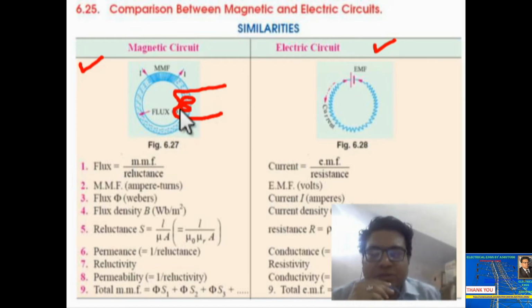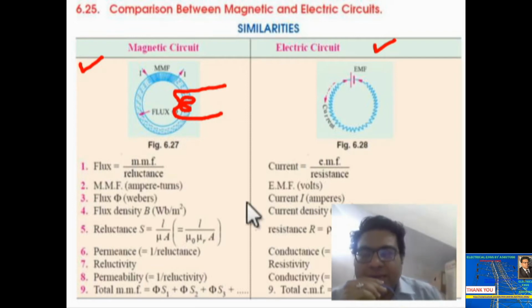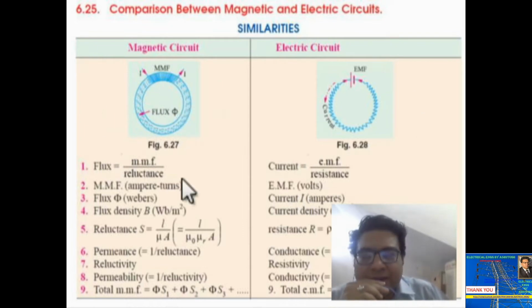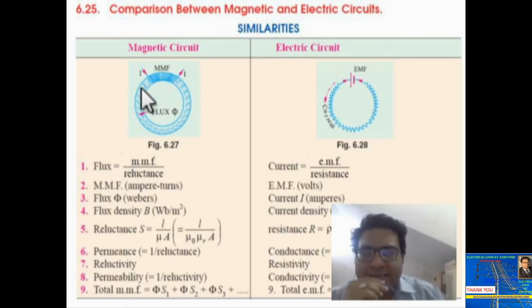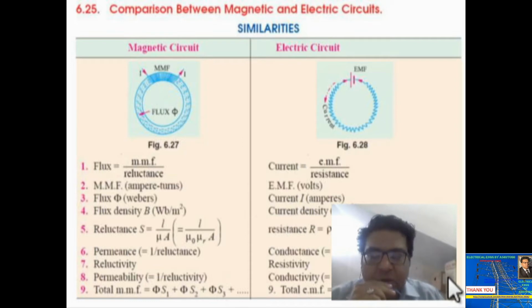Copper windings जो insulated है, that copper winding which is insulated is wound on this iron core. This part of iron is called iron core, and this part is called copper winding. Then guys, अगर आप इस winding में current supply करेंगे तो guys एक MMF बनेगा. There will be a magnetomotive force which drives the flux in the core.